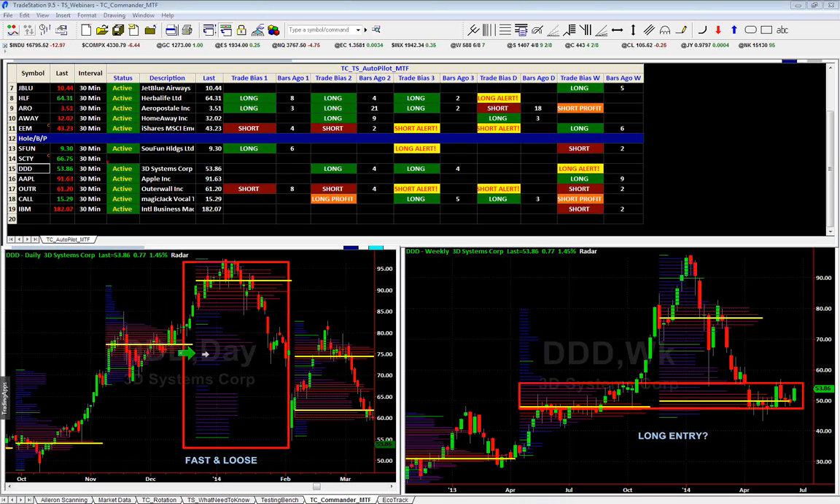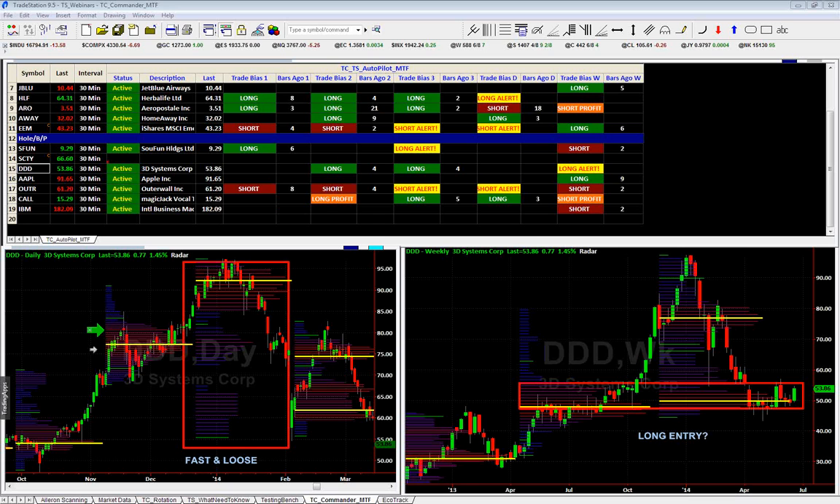1, 2, 3, but they're wide. There's a distance between the radars themselves. And the entire radar goes from 95 to 53. That is some serious price action going on there. Versus, look how thin and how close together they are on this particular radar.